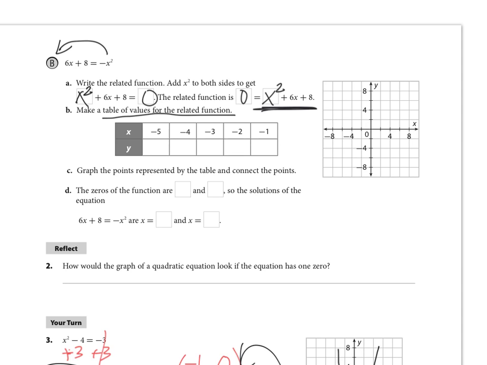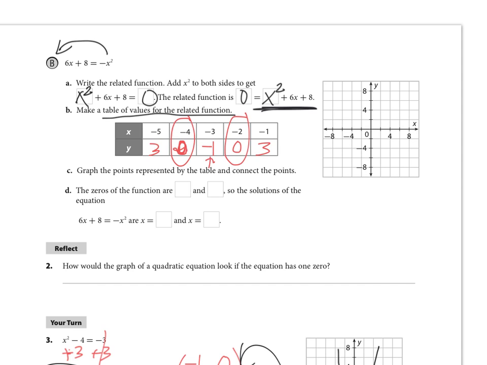When x is -5, you have 3. When x is -4, you have 0. Oops, it's a bad 0. Next is -3, you have -1. Then you have 0, and then you have 3. So what is this? That's my vertex, because that's where the pattern repeats. Here are my zeros that I can get from the table.